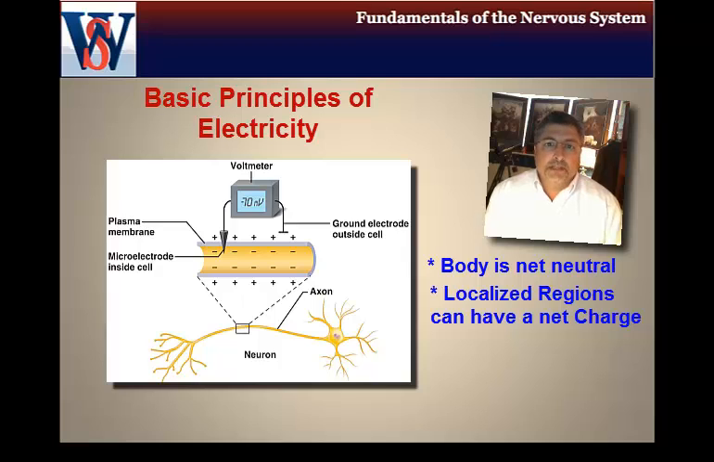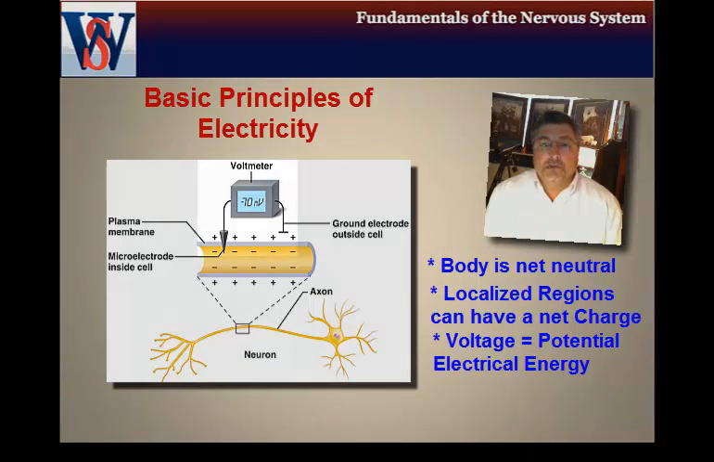Now, these separated charges of opposing values are going to be what we would think of as potential energy. And we can measure it using something called a voltmeter, as you see here. A voltmeter is going to be a tool that can measure voltage. Now, voltage, by definition, is going to be potential energy. It's what is in there that is capable of doing work.